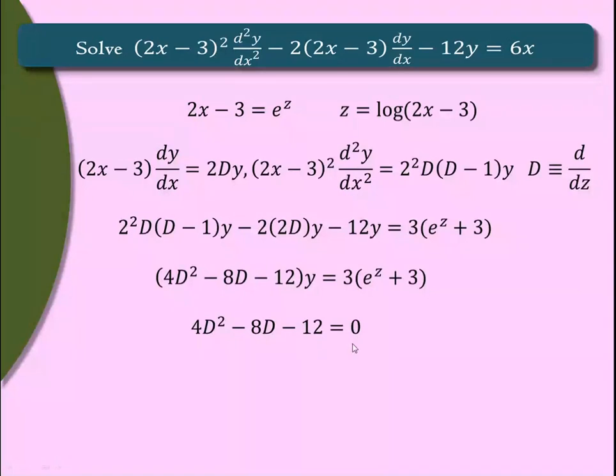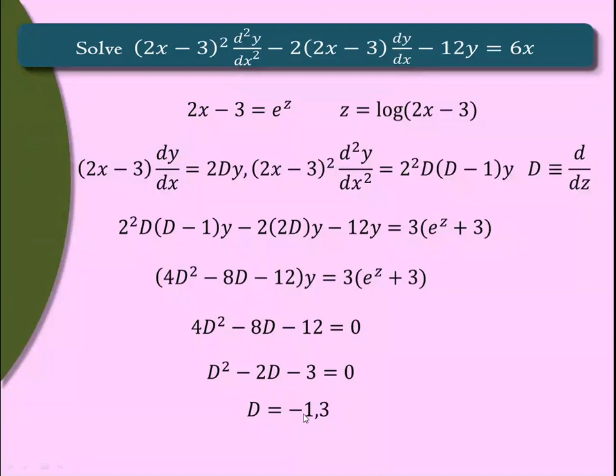Can divide it by 4. So it gives us d square minus 2d minus 3 equal to 0. Now what are the factors whose sum is minus 2 and multiplication is minus 3. The factors are d minus 3 and d plus 1, minus 3 and plus 1. And so d will be 3 and minus 1. So which type of roots are these? These are real and distinct.